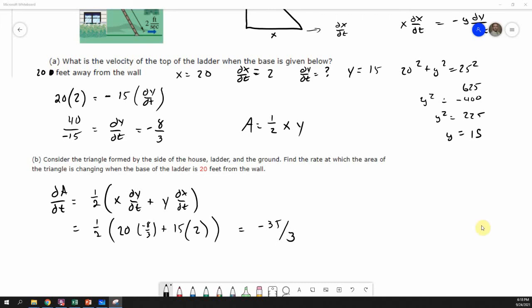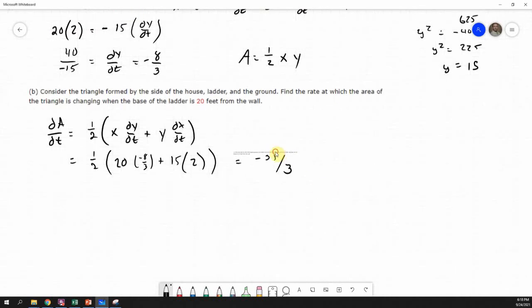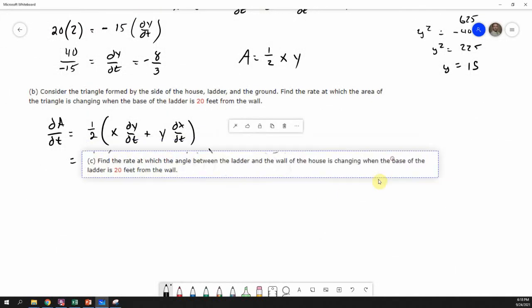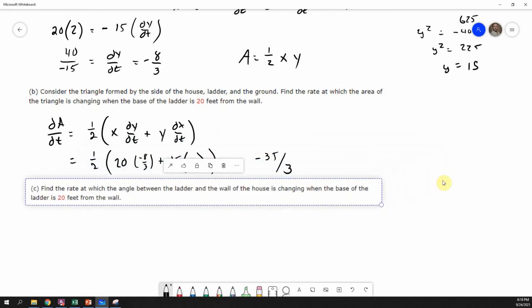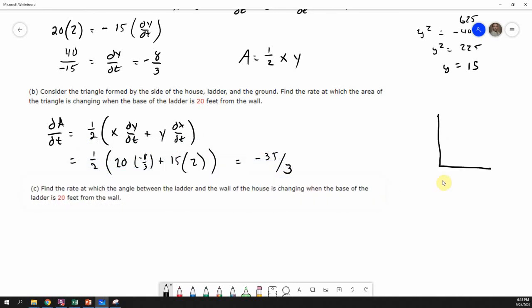wants us to find the rate at which the angle between the ladder and the wall is changing. So we're talking about this angle right here. So once again, I've got x and y. Do I have some relationship between x and y and theta? Guess what I do? Tan theta equals opposite over adjacent. So if I do this, the derivative of tangent is secant squared theta and then d theta/dt, right?